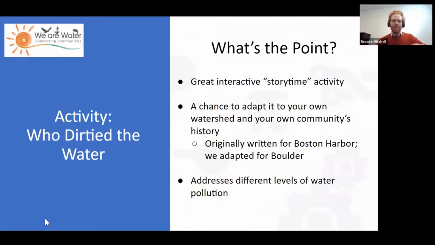But the idea of this activity is that we're talking about water pollution, and it's a chance to adapt the story. The story that was provided with you all is based in Boston Harbor. It's a fine story, but I hoped that you all would adapt it based on the history of your own community, right? So the Boston Harbor one is great, but we've done one based on Boulder, where our offices are based out of. So we'll read the one we've done based on Boulder, and give you an idea of how this activity goes.